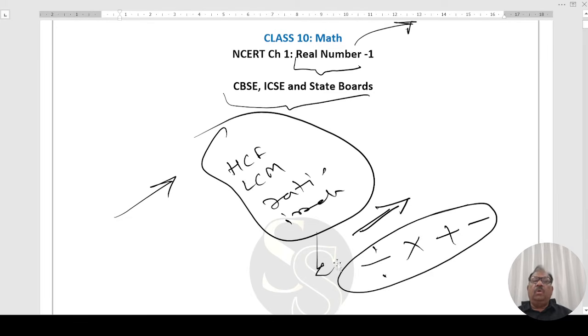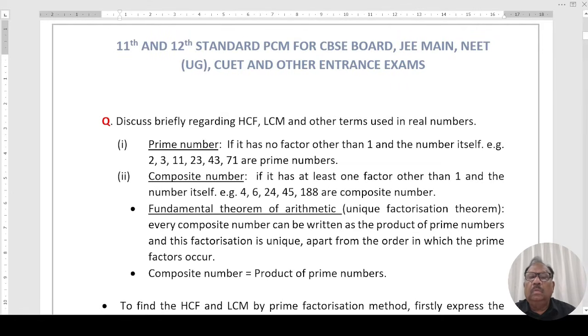Now let's start with the questions and concepts. Question: discuss briefly HCF, LCM and other terms used in real numbers. What is a prime number? If it has no factor other than 1 and the number itself, that is known as a prime number. That is, 2, 3, 11, 23, 47 are prime numbers.